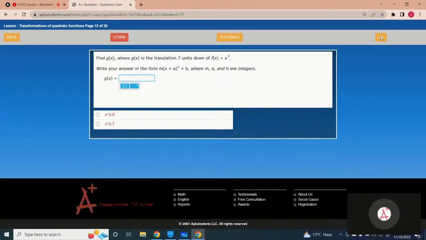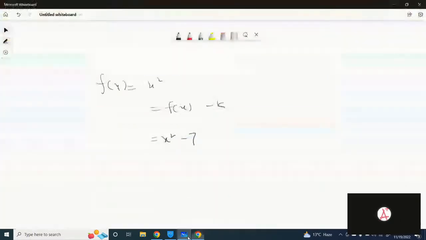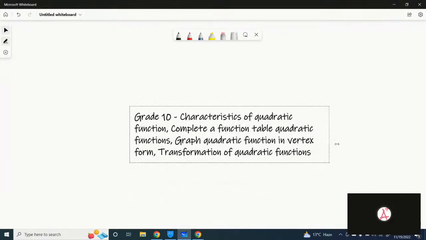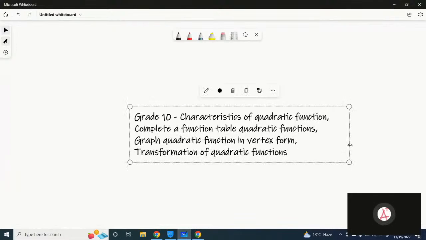Okay, translation 7 unit down, so it is the second option. Okay, you can complete the test by yourself later today. So we have covered 4 topics today. These are the topics we have covered: characteristics of quadratic functions, complete a function table of quadratic functions, create graphs of quadratic functions in vertex form, and transformations of the quadratic functions.